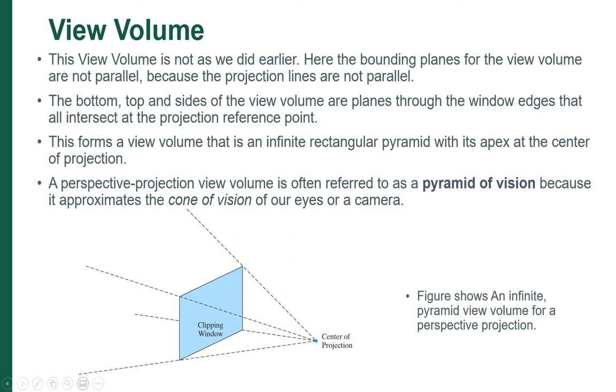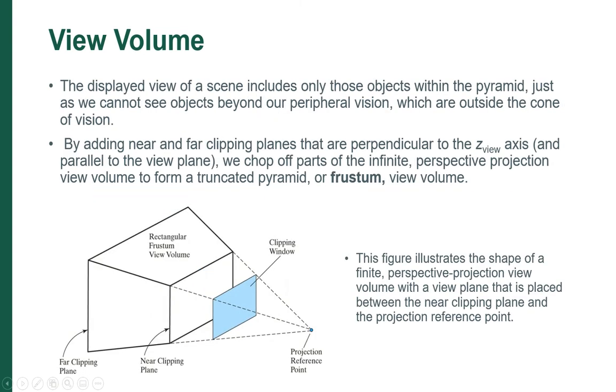A perspective projection view volume is often referred to as a pyramid of vision because it approximates the cone of vision of our eyes or a camera. The displayed view of a scene includes only those objects within the pyramid. Like when we consider the near clipping plane and the far clipping plane, and this is a clipping window, the projection reference point sees through this and considers only the objects within the view volume. Just as we cannot see objects beyond our peripheral vision, which are outside the cone of vision, the displayed view of a scene includes only those objects within the pyramid.